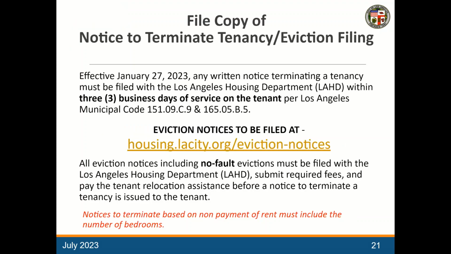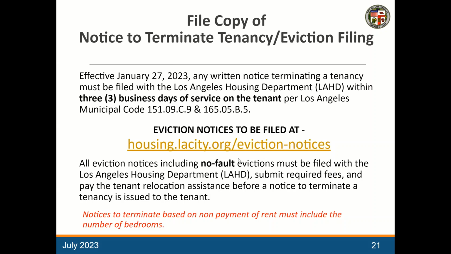I previously mentioned that a copy of the actual 30 or 60-day notice of termination of tenancy also has to be filed with the department within 3 business days. That is a new rule since January of this year. And those forms can be filed by sending a copy via mail with a cover sheet that you will find on the website indicated on your screen.